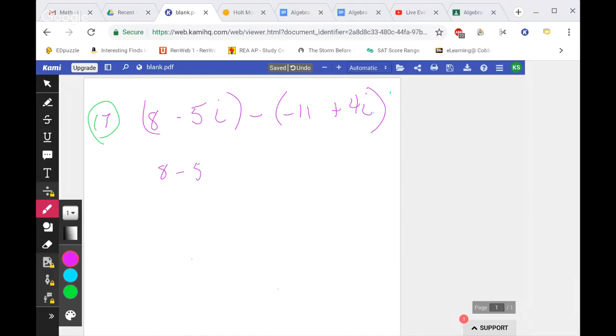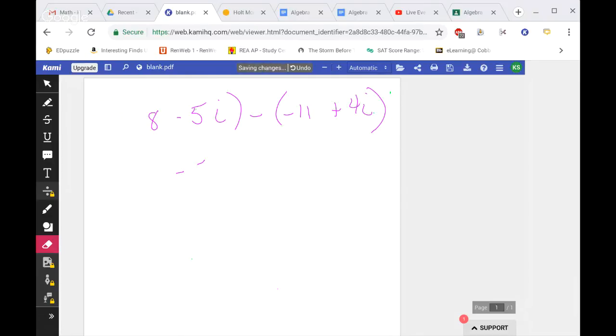Okay, is it 19 minus 9i? It is. I'm not even going to bother to walk through it. Good job. All right, how about 19? Write it down.